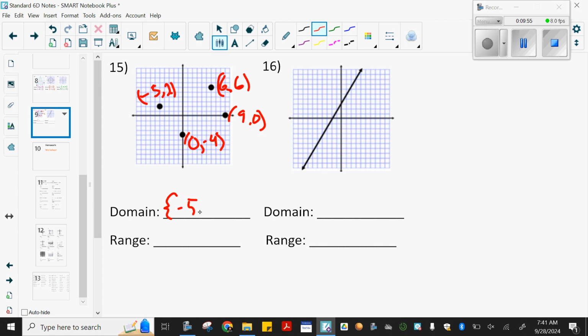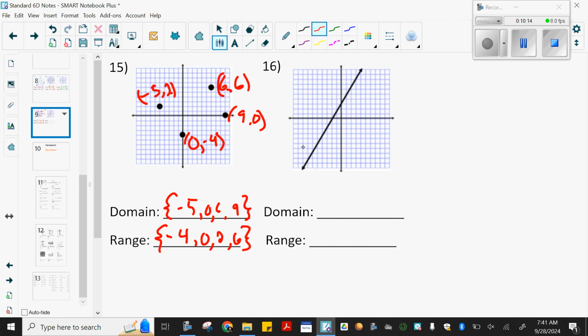negative 5, 0, 6, 9. And because these are points, we put those fancy brackets on. Range, we're going to have negative 4, 0, 2, and 6. Fancy brackets, right? Right.